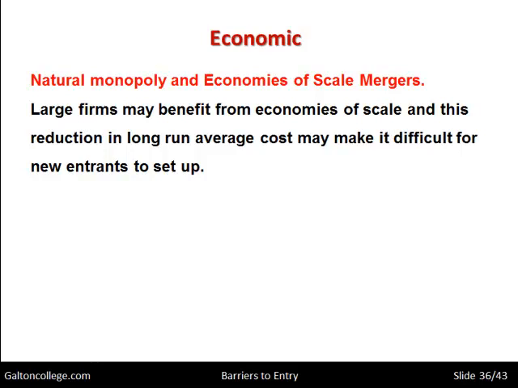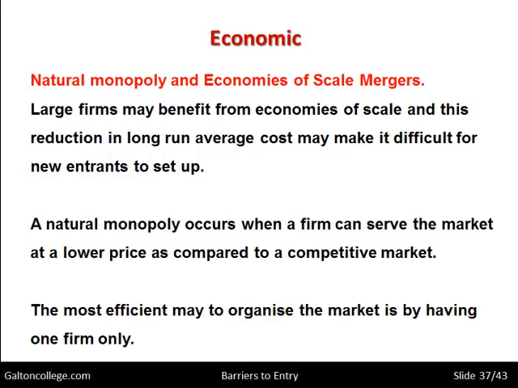Established companies who have grown have got specialist machinery, have got discounts in borrowing from the bank, have got well-established supply chains and distribution networks, and all because of its size. And that means it can produce cheaper than new companies coming in. New companies coming in will have higher average costs. And therefore, economies of scale may be a barrier to entry. Natural monopoly occurs when a firm can serve the market at a lower price as compared to a competitive market.